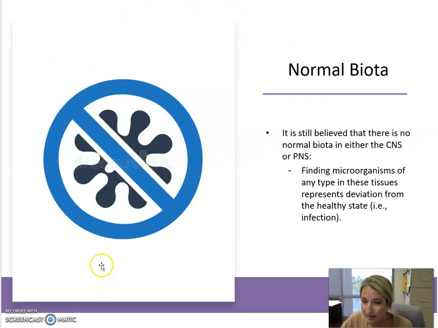Normal biota, there just isn't any. So there's no such thing as a good microorganism in the nervous system. We have beneficial microorganisms over a large part of our body, but the nervous system is not one of those areas. The nervous system is completely closed off from the external environment, so it should be kept sterile at all times. If you have a microorganism within the brain, spinal cord, whatever it may be, it is recognized as foreign and your body is going to be actively trying to eliminate it. So we do not have any beneficial microbes in the nervous system. That area is to be kept completely sterile.